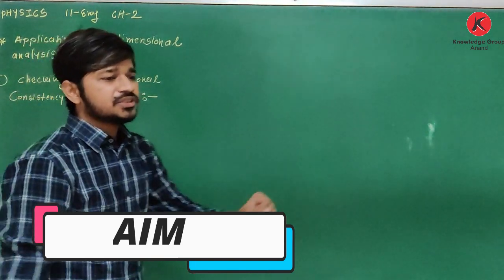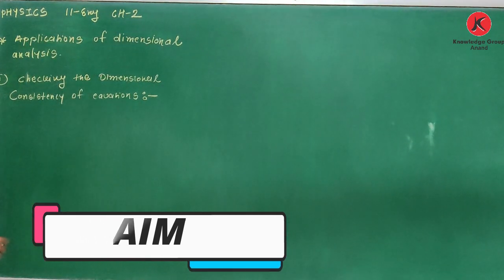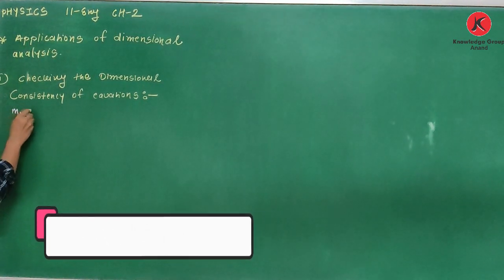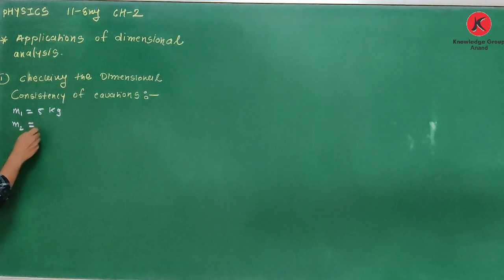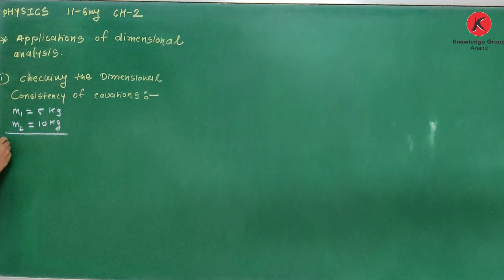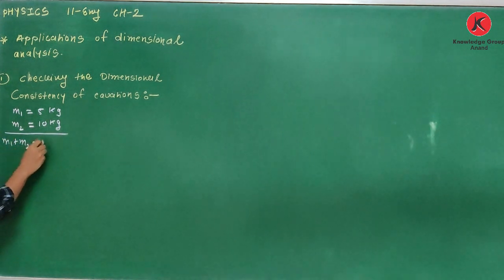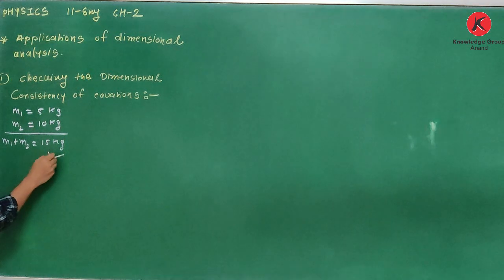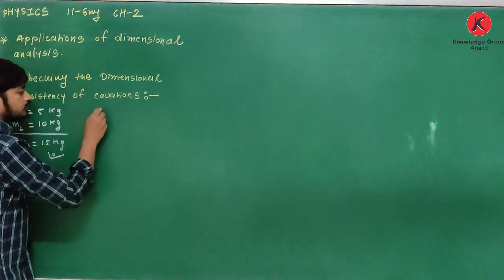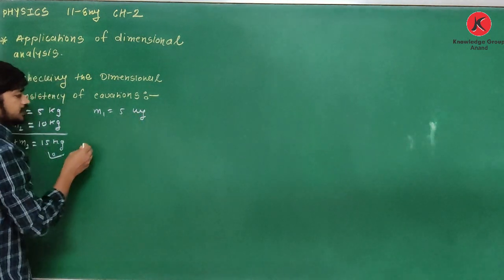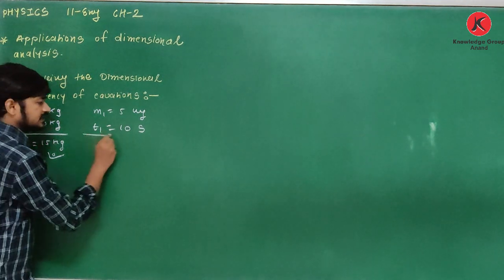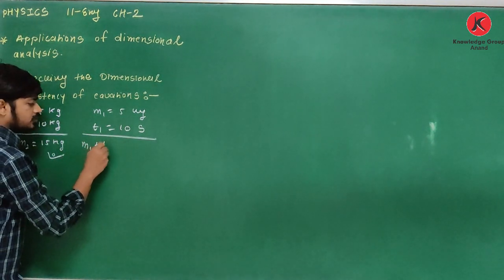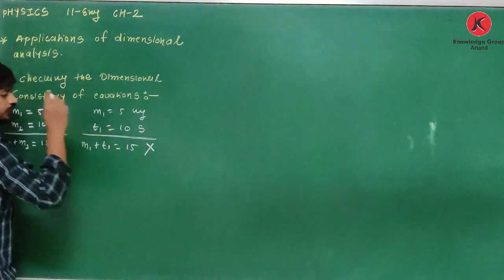Now, what is the meaning of dimensional consistency of equations? If I have mass m1 is equal to 5 kg, mass m2 is equal to 10 kg, then yes, I can write m1 plus m2 is equal to 15 kg. But if I have m1 is equal to 5 kg and t1 is equal to 10 second, then I cannot write m1 plus t1 is equal to 15.